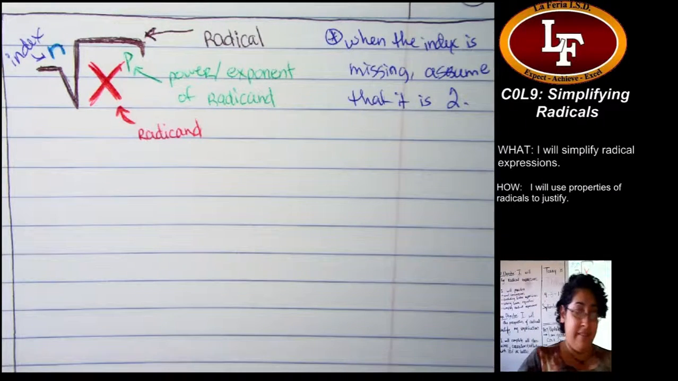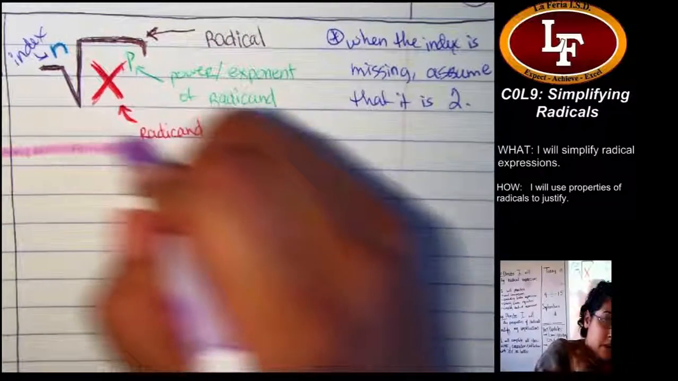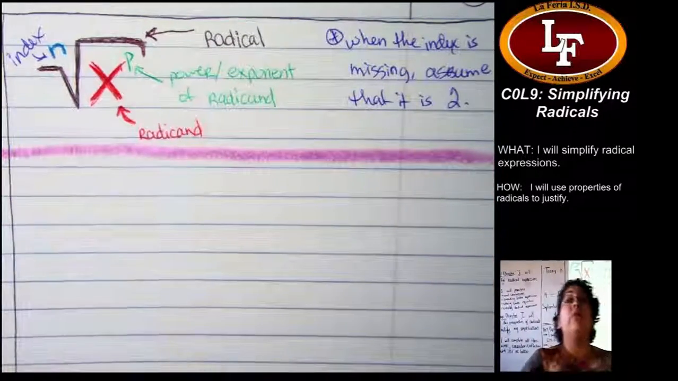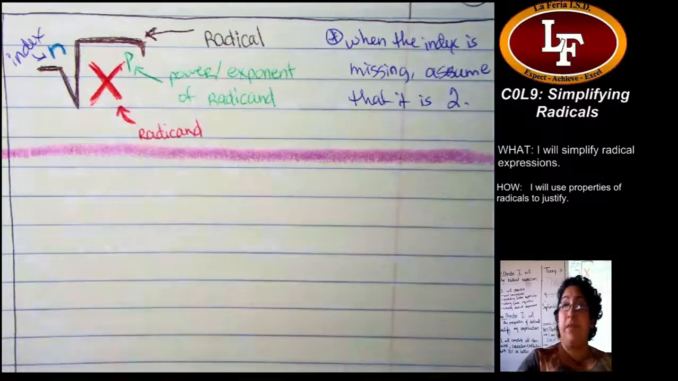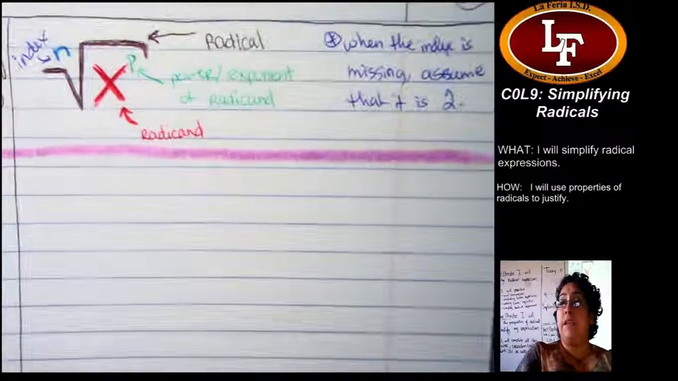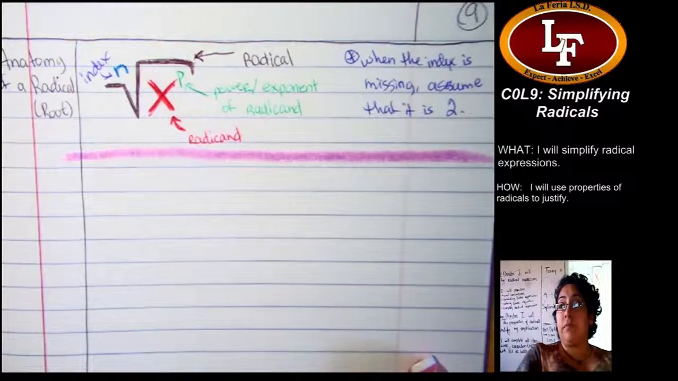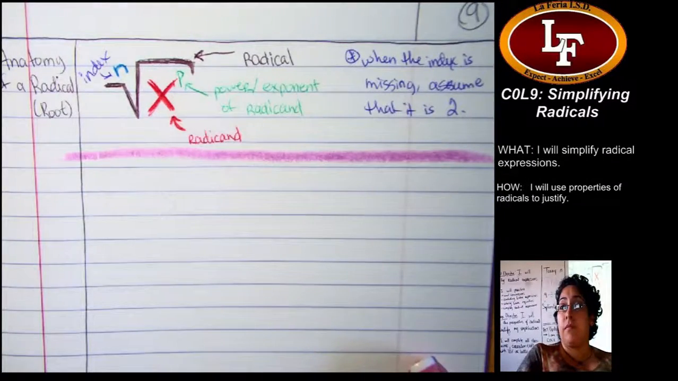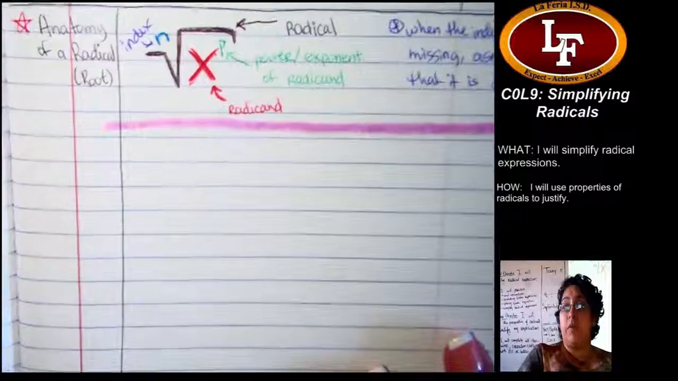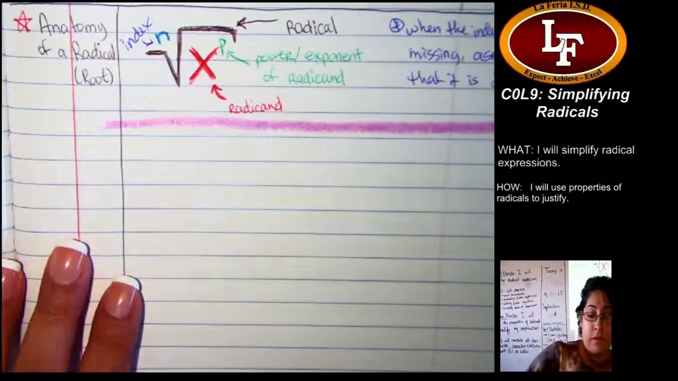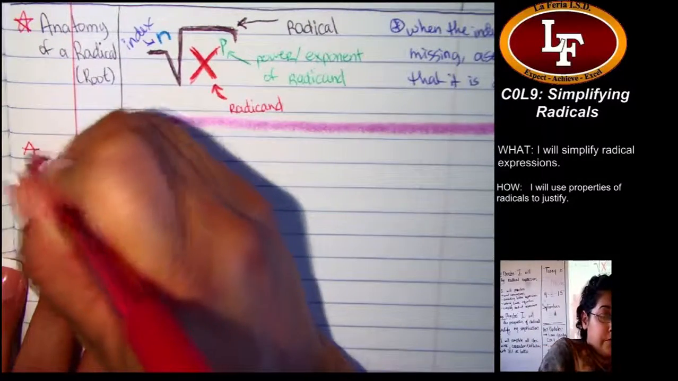Okay, we're going to put a line under this here because we're done with the anatomy portion. There's the anatomy of a radical. Those are the parts that we're going to be talking about throughout the lecture for the next day or so.